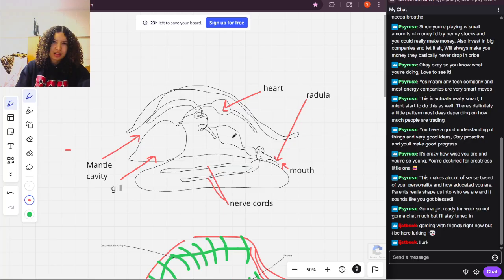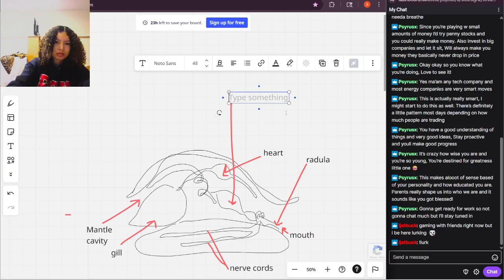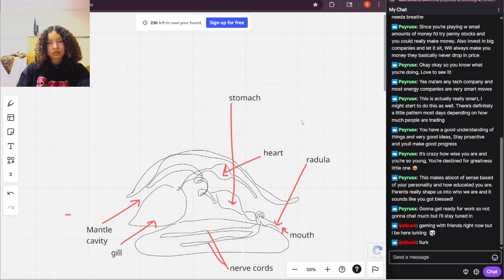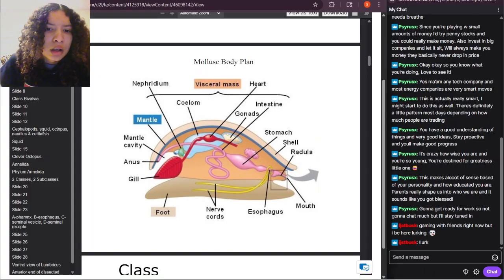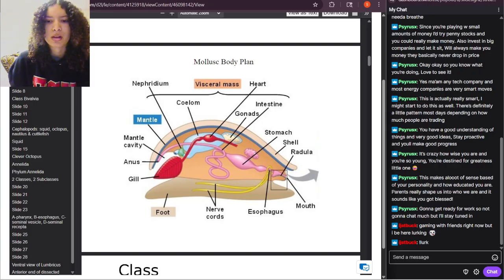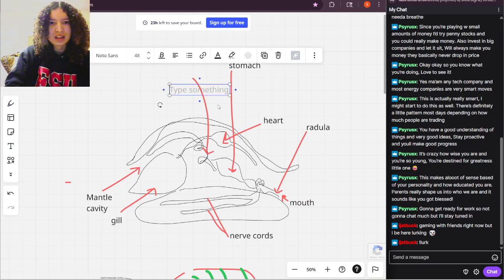This thing is the stomach. Just like in humans, the heart is above the stomach, which is useful to know. Weird squiggly is the intestines. It's kind of a clean arrow. Intestines.